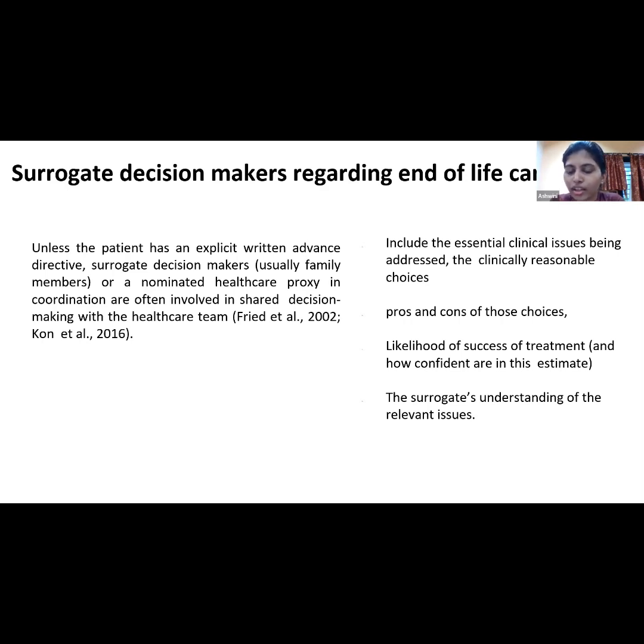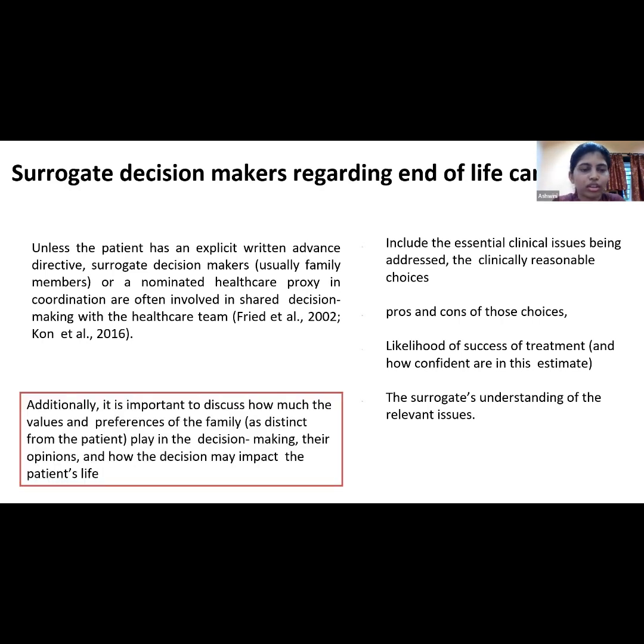The surrogate's understanding of the relevant issues is also important. Additionally, it is important to discuss how much the values and preferences of the family, as distinct from the patient, play in decision-making, their opinions, and how the decision may impact the patient's life.